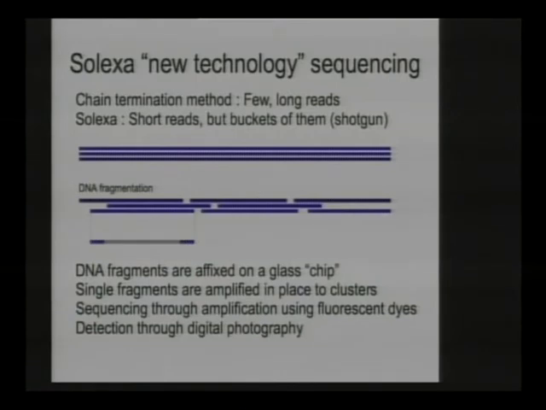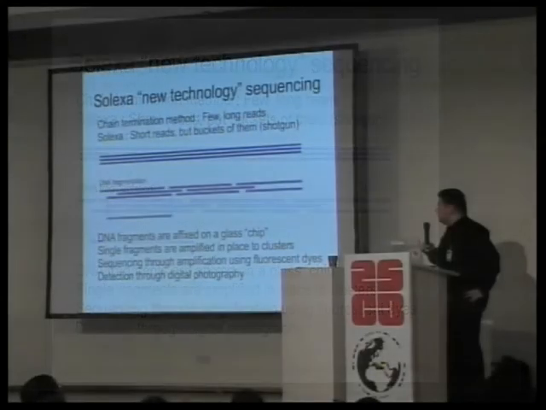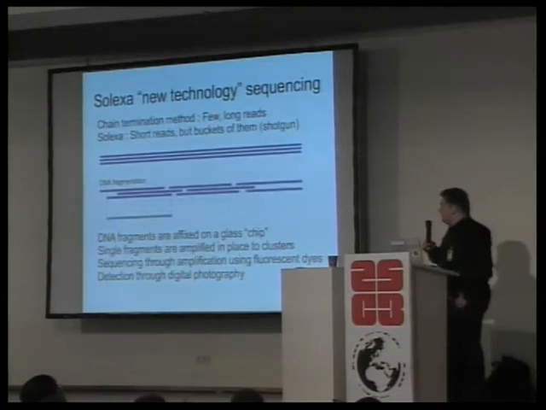And then they use a method called PCR to amplify this. So each single fragment becomes a cluster of thousands and thousands of copies of this special fragment. And then they sequence these things all in parallel, and for each base, they stop and take photographs of this. And this is really photographs. It's a high-resolution digital camera.